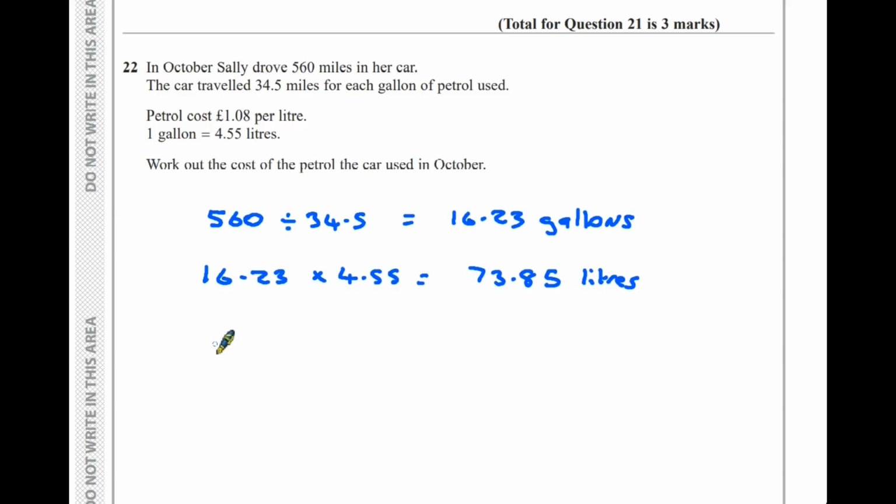We are now looking at the price. Well, if we have 73.85 litres and it is costing us £1.08, that's the multiplication that we need to do, and we end up with a total price of £79.57.